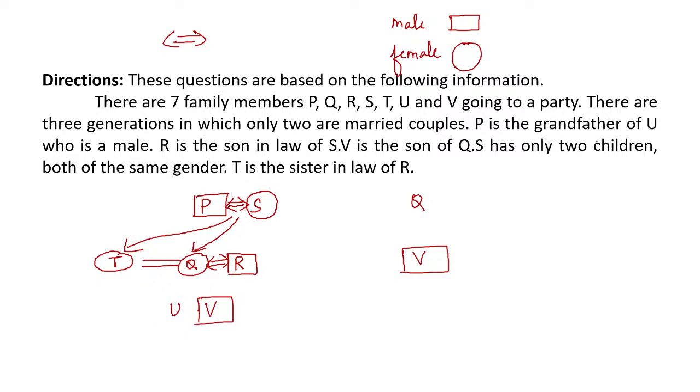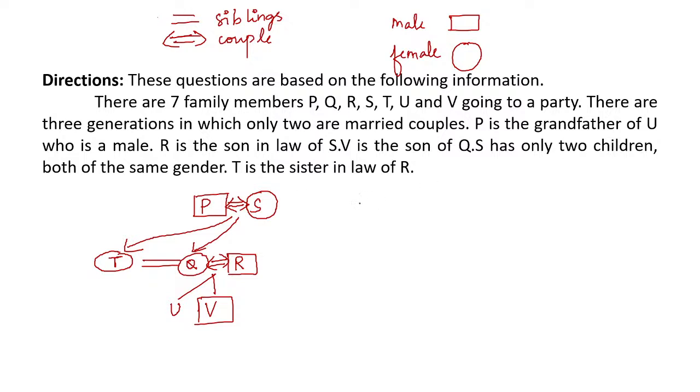But we know that U's grandfather is P. So as only 2 married couples are there, she is not married. So U can be a son or daughter of Q and R only. So this is the family chart that we have drawn from the given information in the question. Okay, I'll just put all the representation again. If it's a married couple, then we are using the double-sided arrow. If they are siblings, then we are using an equal to symbol, so like a double line.